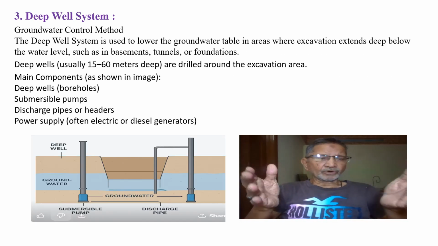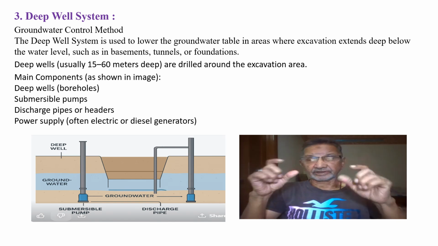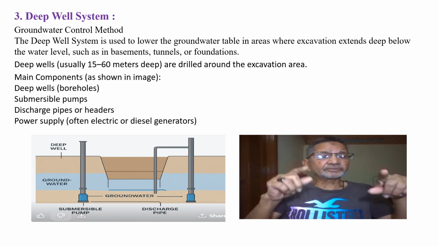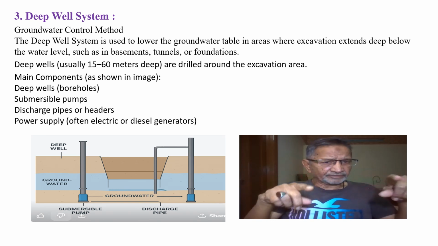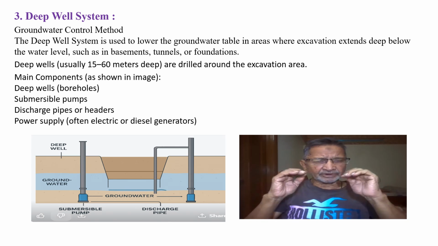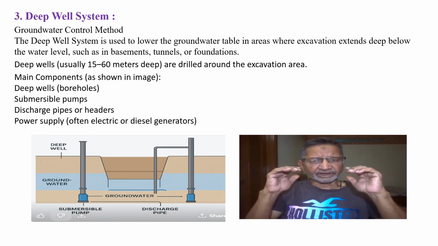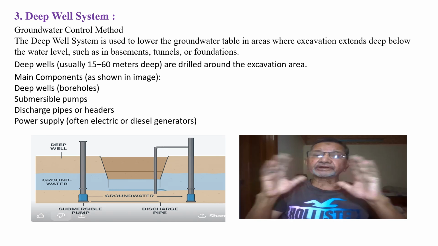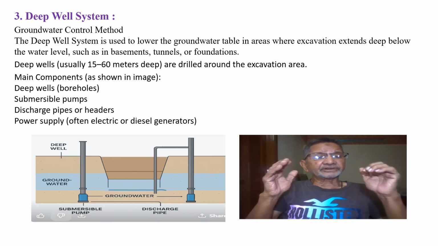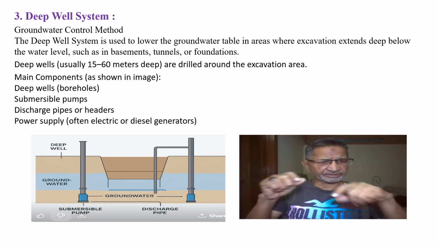In slide number 4, we will discuss the deep well system. This is also a very important and very critical groundwater control method. The deep well system is used to lower the water table of the ground where the excavation extends deeper and deeper, up to 15 to 60 meters below the water level, such as for basements, tunnels, or foundations.